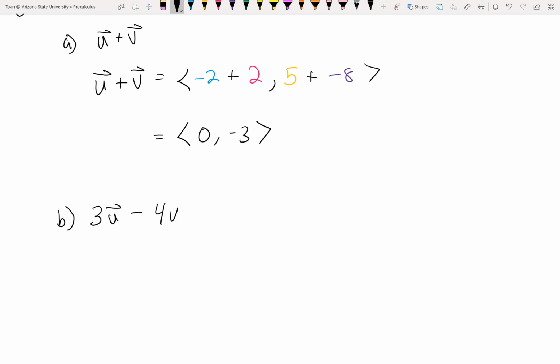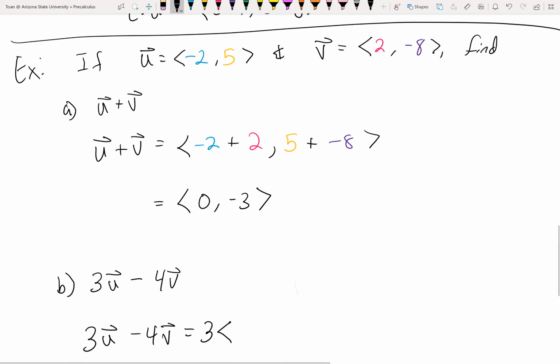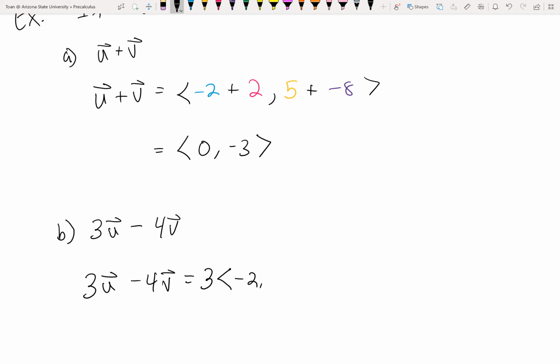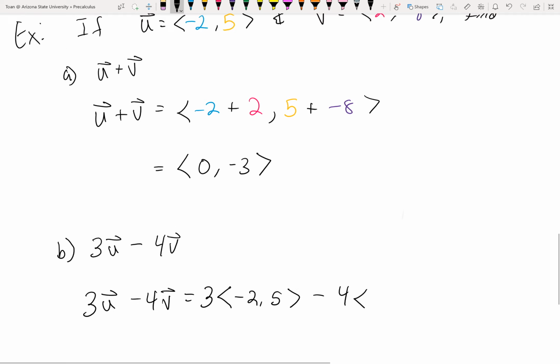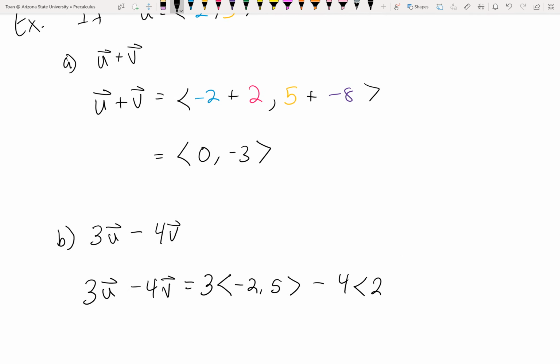So let's go ahead and just write it out. I'm writing it out a lot more than you need to, just for the purpose of the notes. So I'm going to do straight up substitution. That's 3 times u. So what is my u here? That is <-2, 5>, minus 4 times v. What was v? <2, -8>.